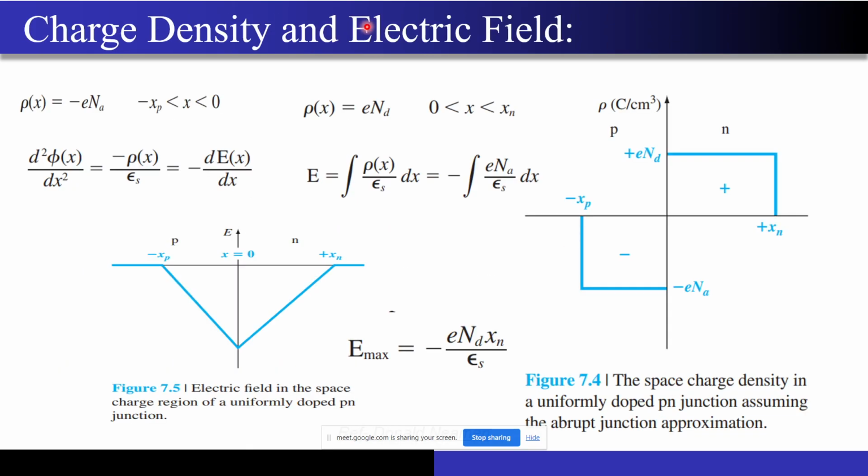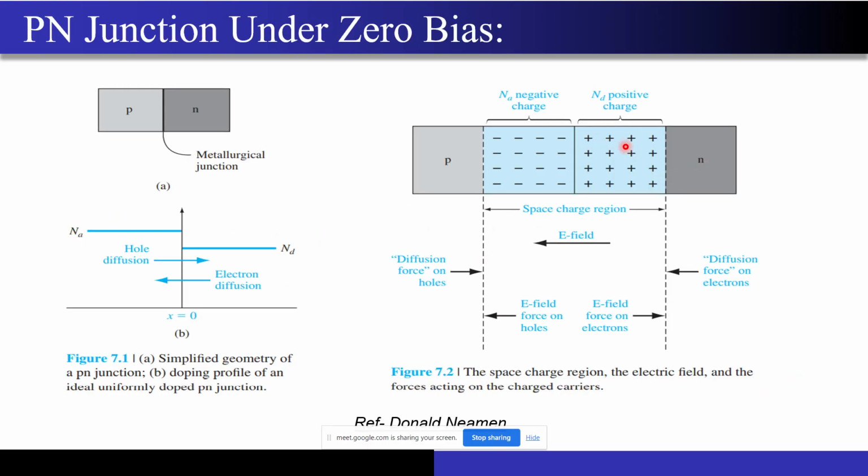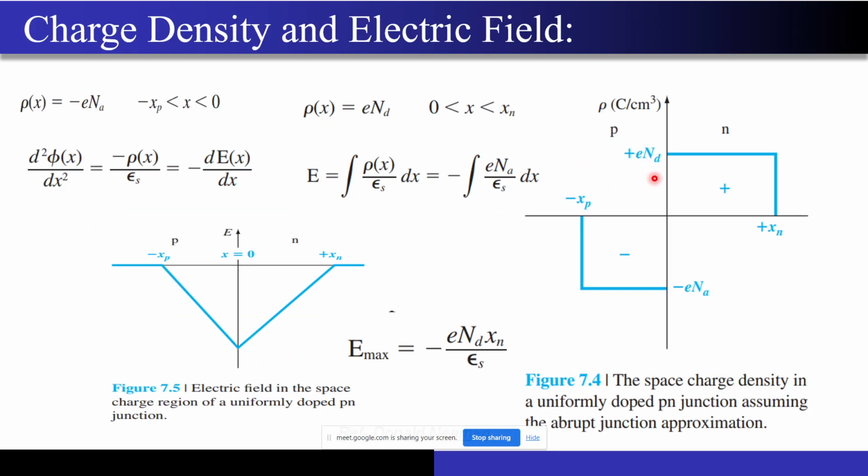Now moving to the next point regarding the charge density and the electric field. If you look at the charge density, on the right side you have a lot of immobile positive ions, and on the left side you have a lot of immobile negative ions. So this is why you have a lot of positive charge density over here. This is nothing but coulomb per centimeter cube, that is charge density per unit volume. And over here you have a lot of negative charge density.